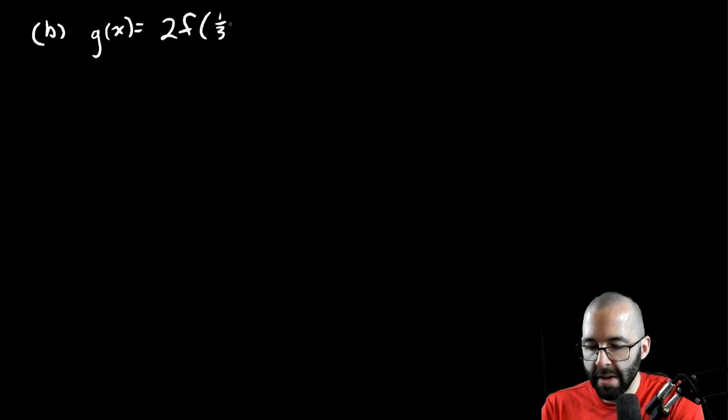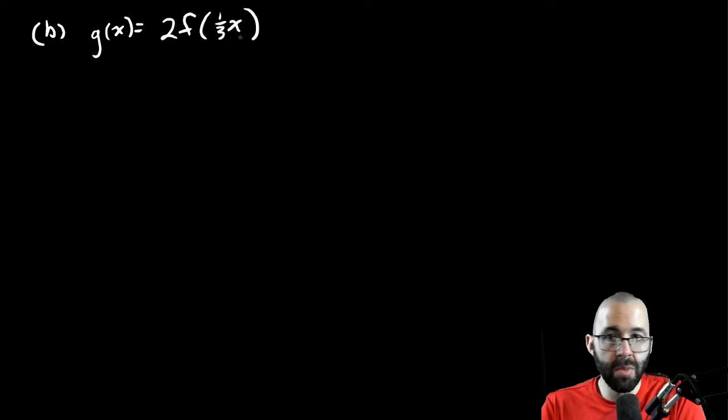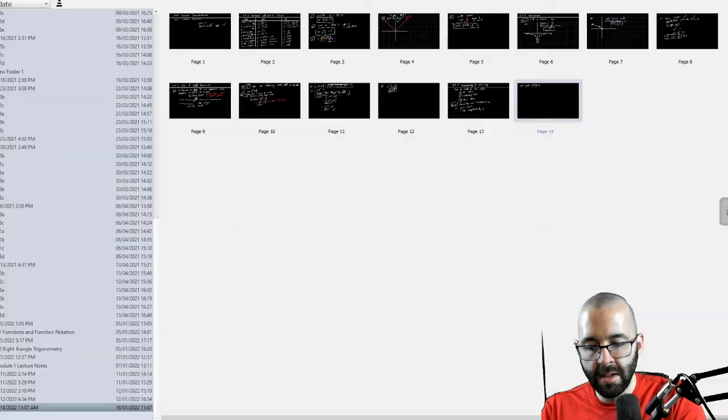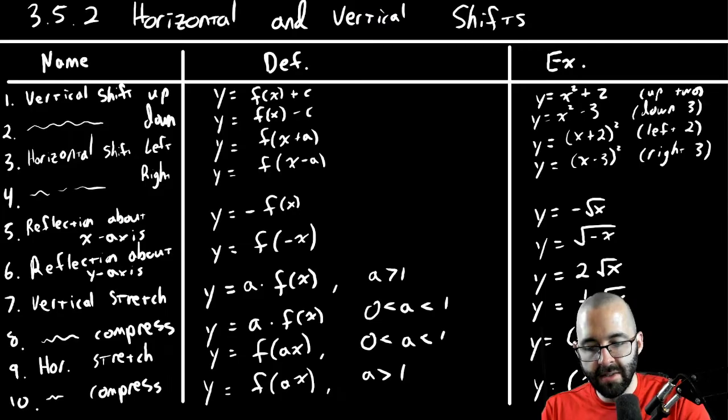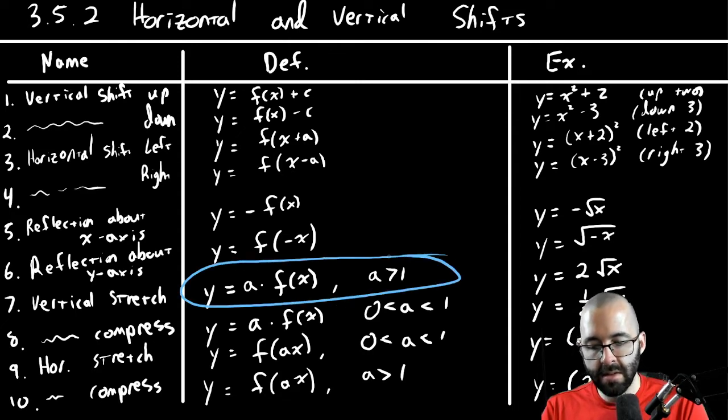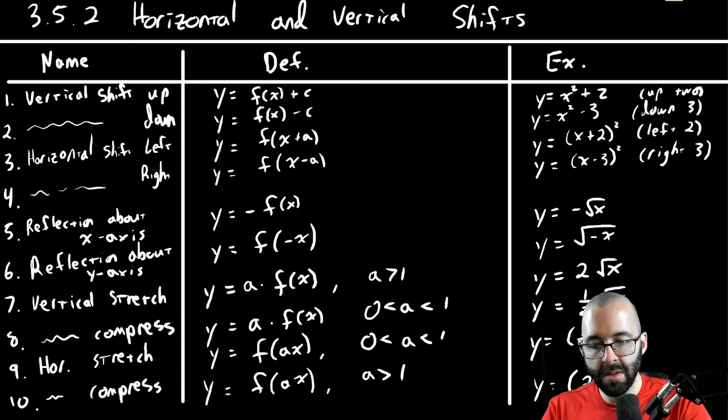Part B is g of x equals 2 times f of 1/3 x. Now there's multiple things happening here, right? There's a 2 on the outside and there's a 1/3 on the inside. So if we just jump back, this is much faster. A 2 on the outside, multiply on the outside, 2 is bigger than 1. 2 on the outside is vertical stretch by 2.